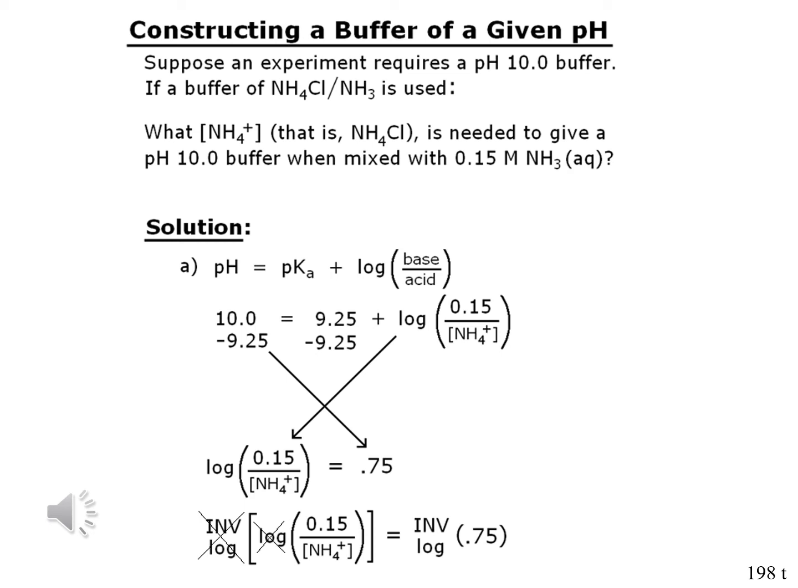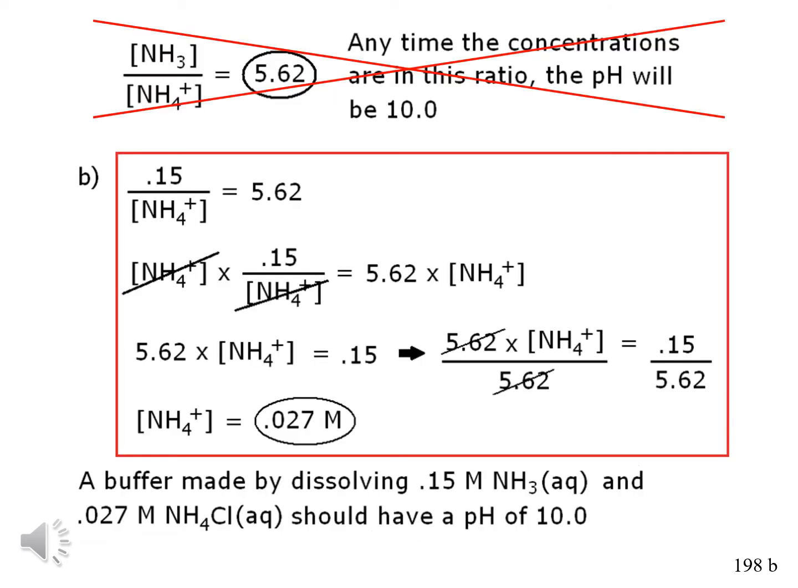So you're still going to subtract 9.25 from both sides and then take the inverse log. This time when you get rid of the log, you're just not going to see the ratio, because it's already plugged in. But the answer is going to come out exactly the same.